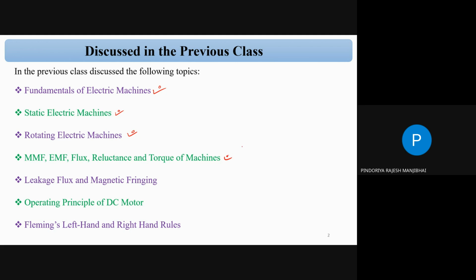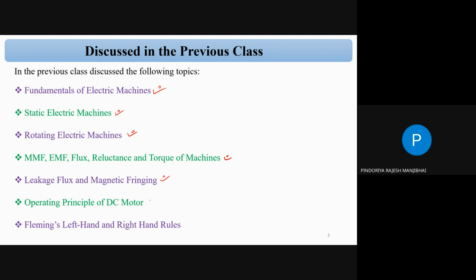Then we studied MMF, magnetomotive force, electromotive force, flux, reluctance, and torque of the machine. So we can say the fundamental terminology of the electric machines. Then we discussed the leakage flux and magnetic fringing because we have to analyse the electrical machines. This leakage flux and fringing effect are both losses of the electric machines, so we have to consider this type of losses while analysing the electric machines.